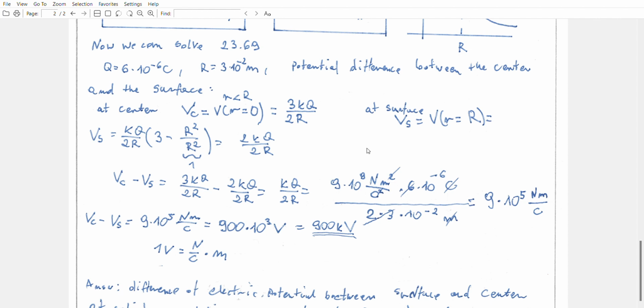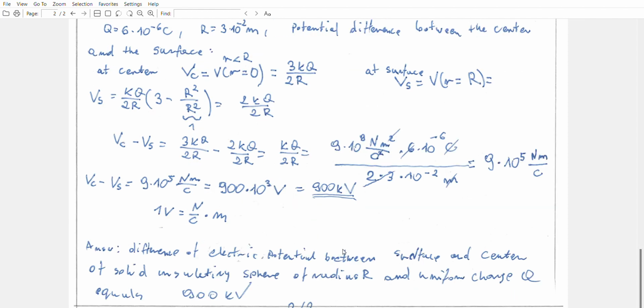And now you have to substitute only the values. And when you substitute all values, you end up with the value of 900 times 10 to 3 volts, kilovolts. And why volts? Because potential difference is described using volts, but you can also use newton meters per coulomb, but 1 volt is just newton meter per coulomb. And this is the final answer for the problem.